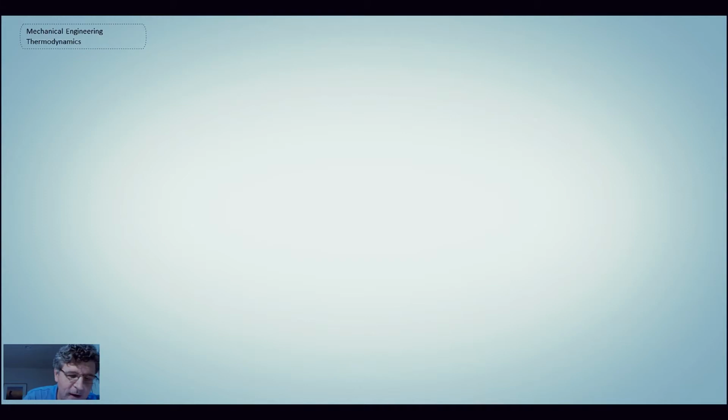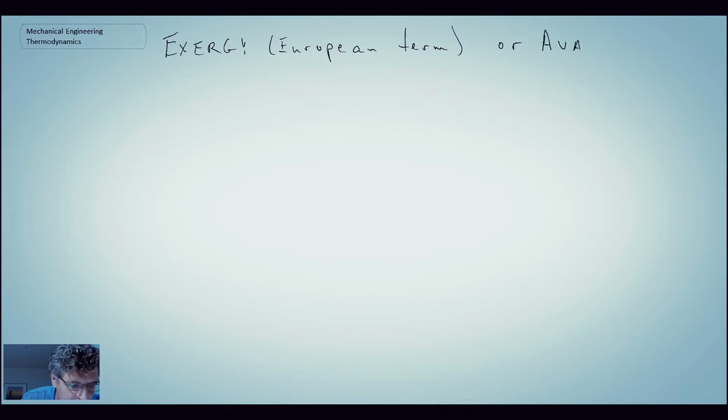The concept of exergy itself is a European term that was derived in the 1950s, and it was actually preceded by a term that was coined at MIT called availability. So if you look in some thermodynamics textbooks, you may find them discussing availability and not exergy, but just be aware that they are the same thing, the same concept. And the MIT term was coined in probably about the 1940s.